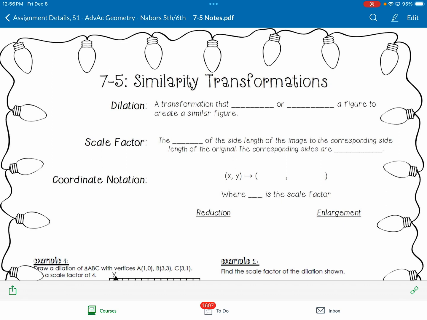Today we're talking about similarity transformations. We've been doing transformations all unit, right?